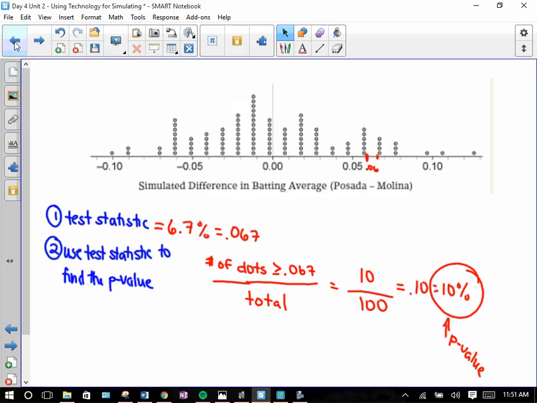Alright, so 0.067, find that. I'm going to 0.05 here, 0.06 is here, so this is 0.067 right here. So then I go 1, 2, 3, 4, 5, 6, 7, 8, 9, 10. So 10 out of the 100 dots fall above or at my test statistic. You count from wherever your test statistic is, and then you count the ones that are higher than it. Questions about that?